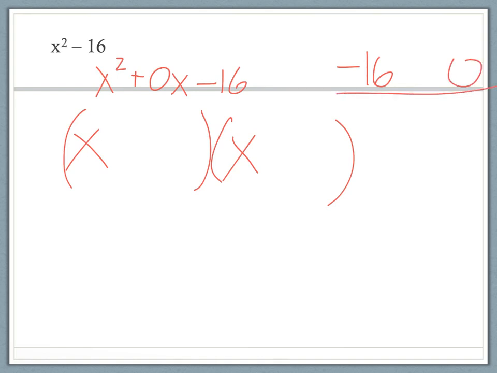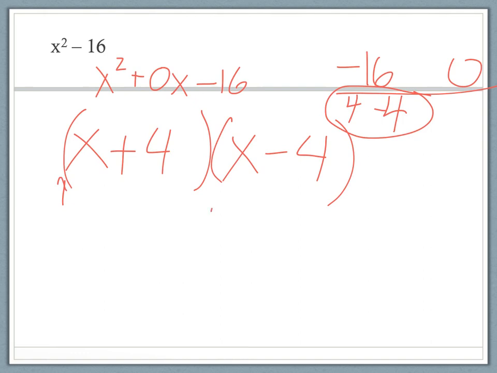Well, I know 4 and negative 4 will multiply to negative 16, and they'll add up to 0. So those are going to be the two numbers that we'll use. So I'm just going to go ahead and put positive 4 and negative 4. It doesn't matter where we put these because both of these are 1x's. The only time you got to be careful of where your number goes is when these numbers are not 1.